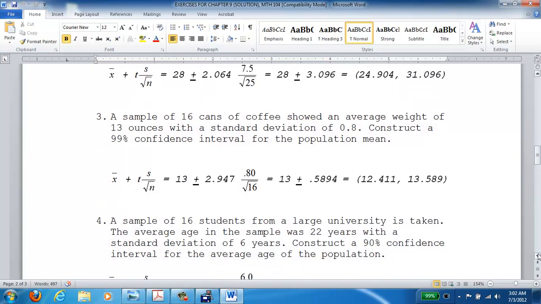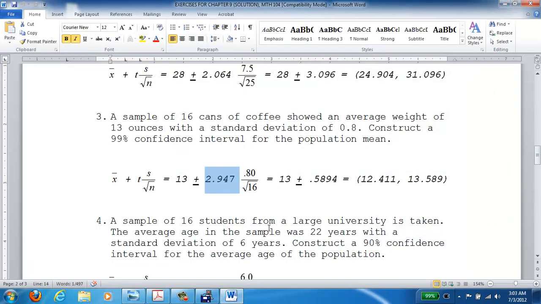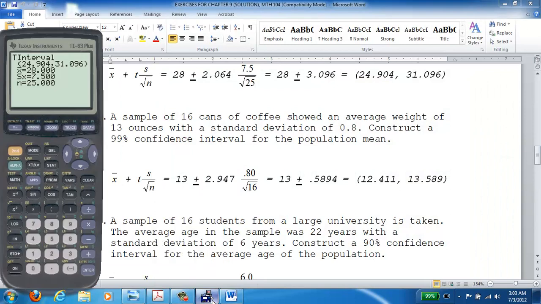Problem number 3. Again, the standard deviation goes to the sample. As you see, it does not say population standard deviation. And you look for a 99% confidence interval. The value is 2.947. Why? Because we have 15 degrees of freedom and we have a 99% confidence interval. Let's go back to the t-table, and as you can see, this is going to be the answer, 2.947 for a 99% confidence interval.